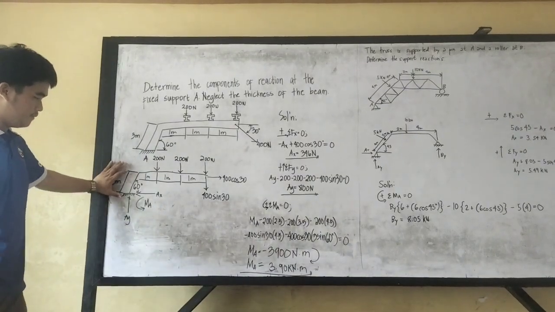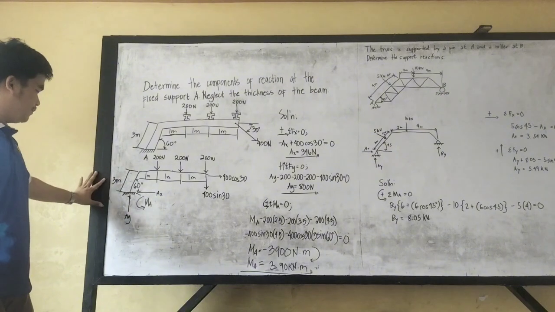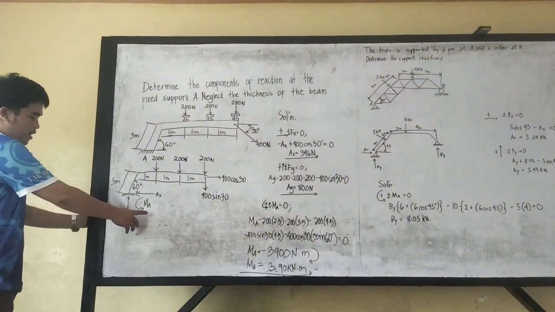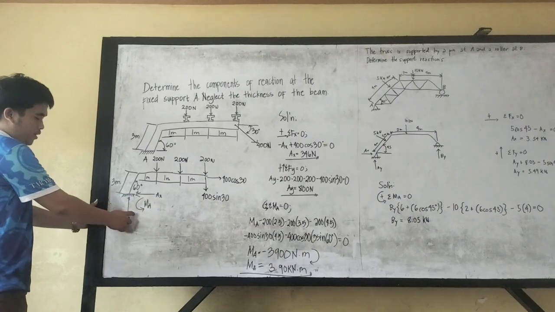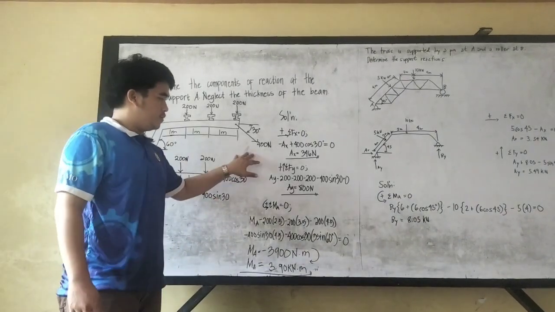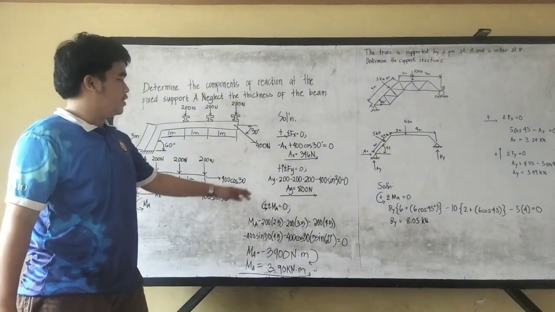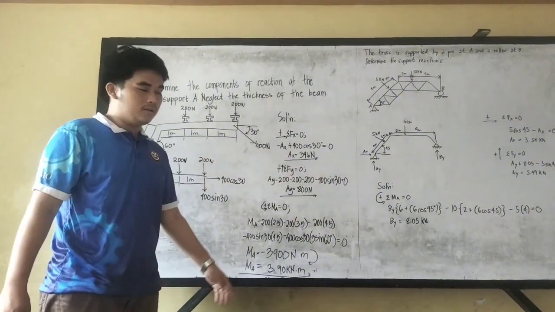So here's the free body diagram. We have two unknowns, the AX and the AY. The moment at A is going counterclockwise. So we're going to solve it. The solution is, first we're going to solve for AX since it is unknown.